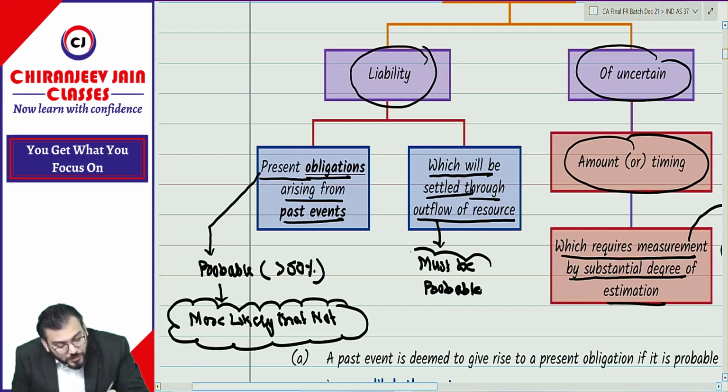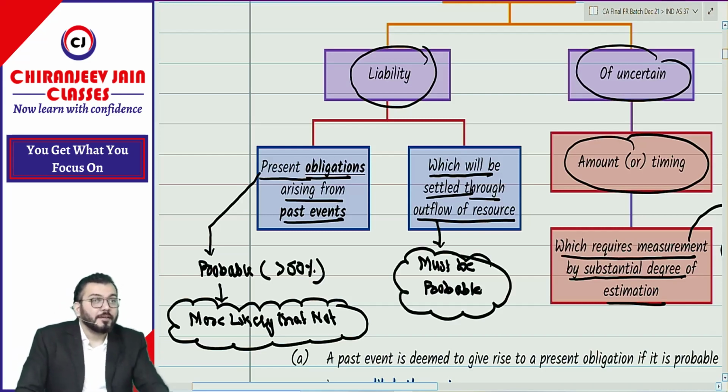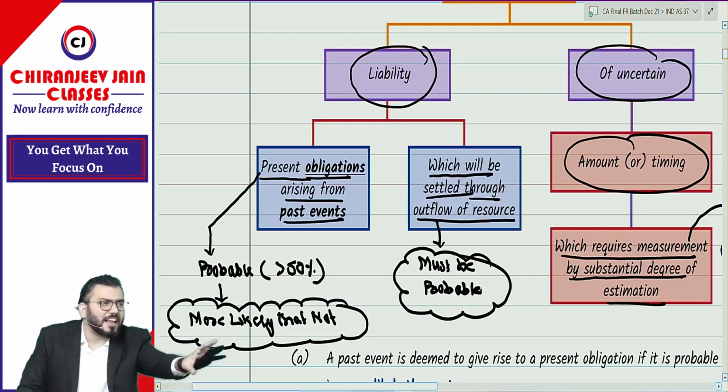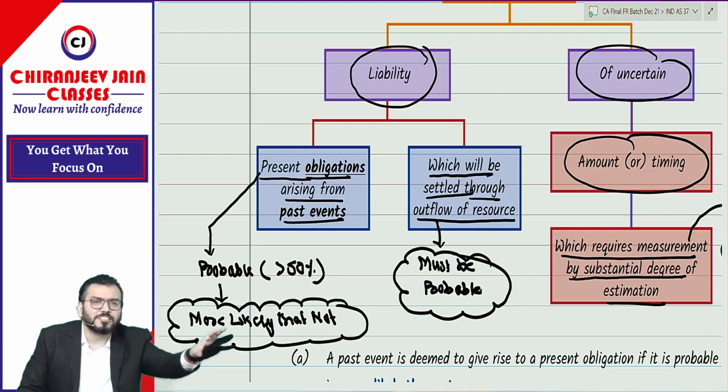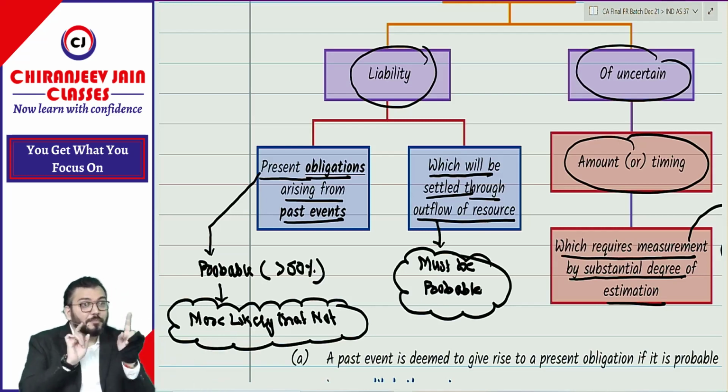Understood? Correct? So this is the meaning of liability. Liability means what? Present obligation arising from past event which will be settled through outflow of resource, and that outflow of resource should be probable. This is the meaning of liability.